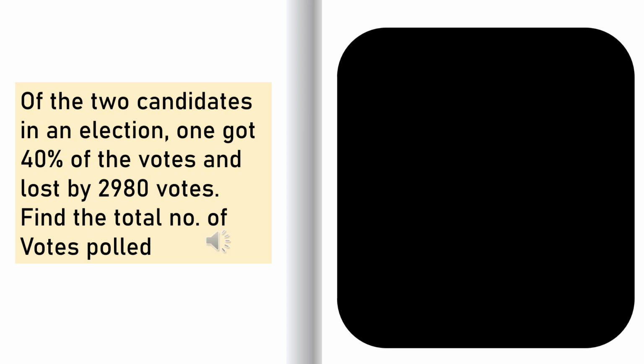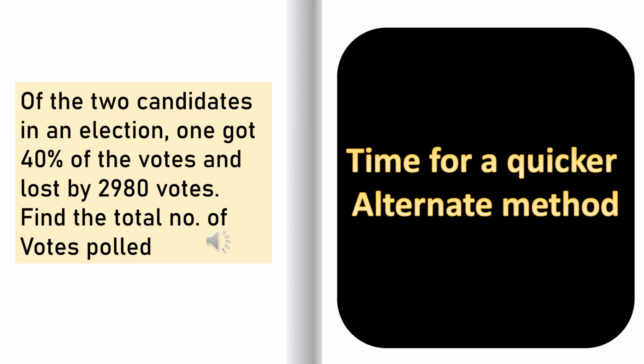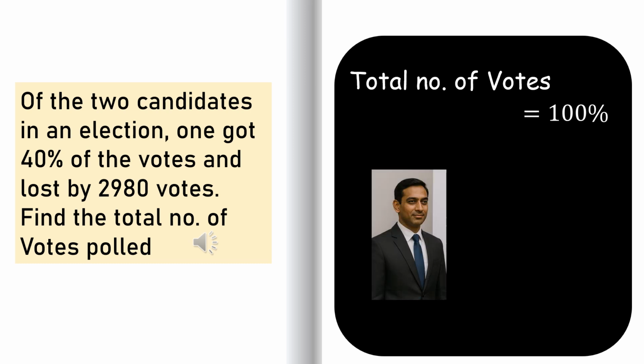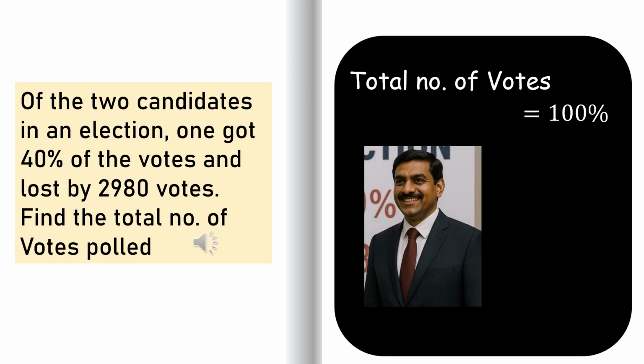Hey! This seems complicated. It's time for a quicker, alternate method. We'll assume the total number of votes is 100%. Now, the question says that one candidate got 40% of the votes. That means the other candidate, the winner, got the rest of the votes. So how much is that? 100% minus 40% equals 60%. That's how we know the winner got 60% of the votes.